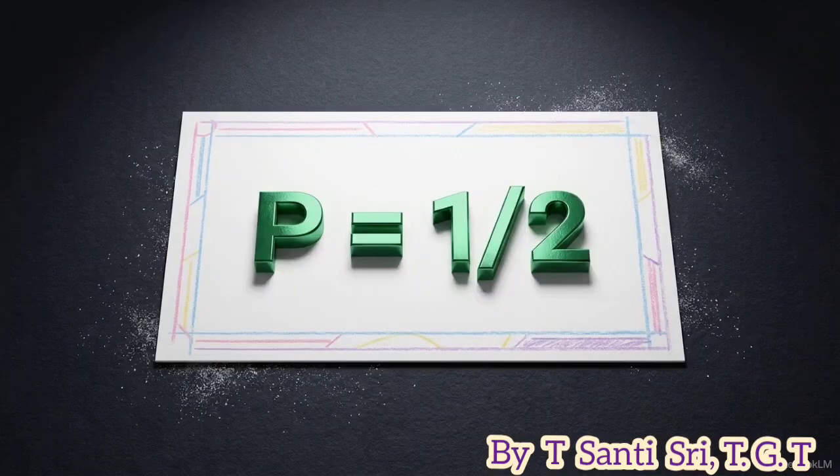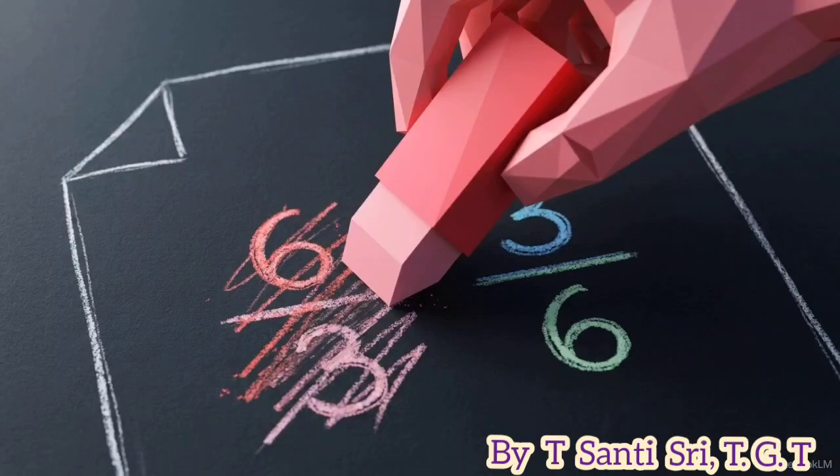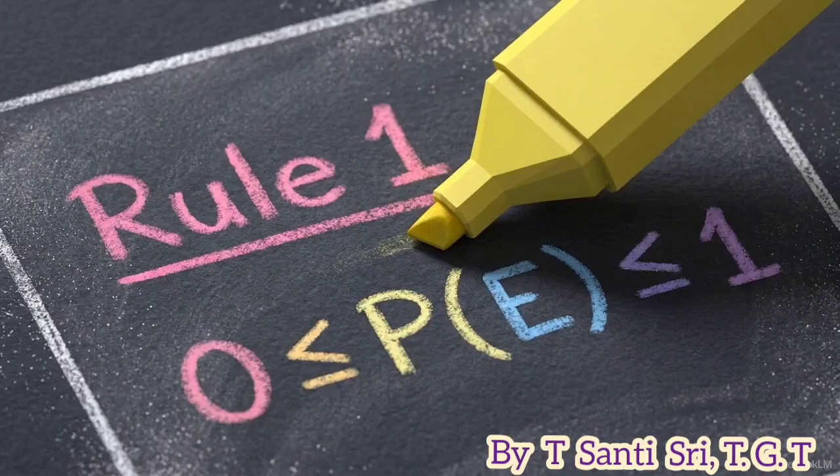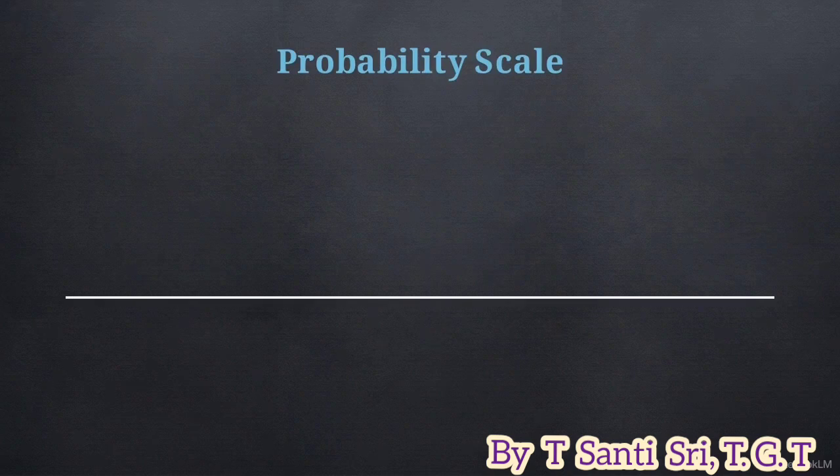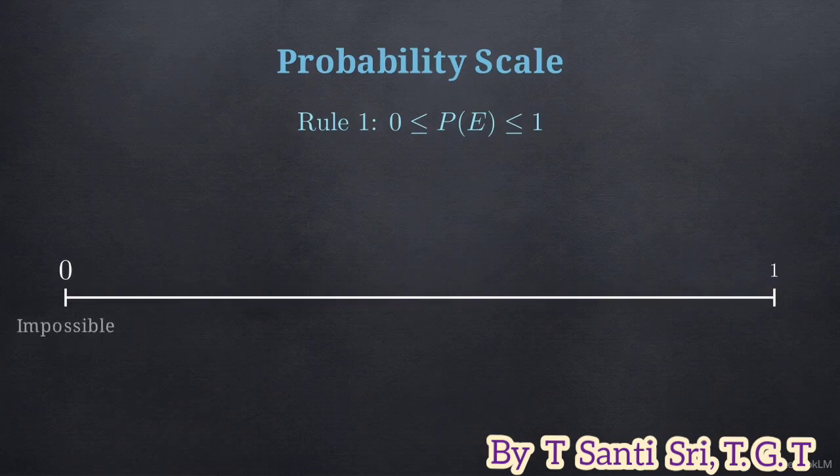The process is complete. We have quantified the chance of this random event happening as a precise fraction. Before finishing, we should verify the result. It is easy to accidentally flip a fraction during an exam, but we can check our logic using Rule 1. This is the probability scale. Rule 1 states that the probability of any event must be a value between 0 and 1. 0 means the event is impossible, while 1 means it is certain.